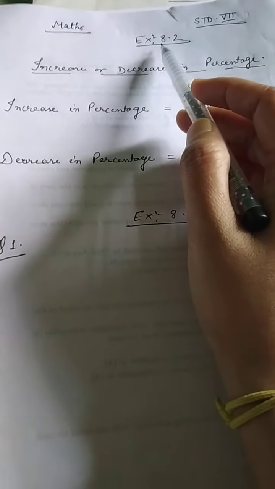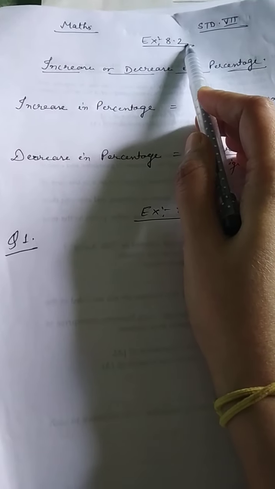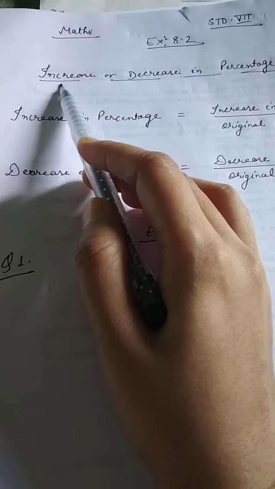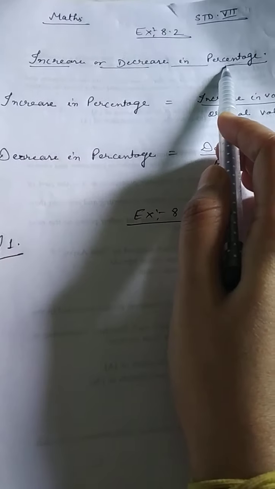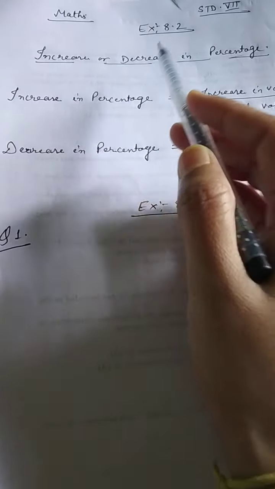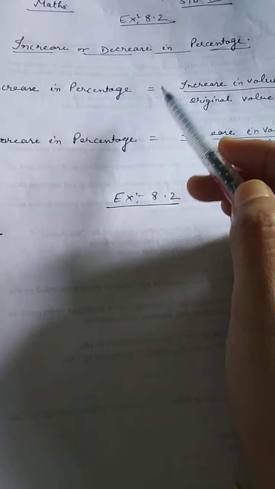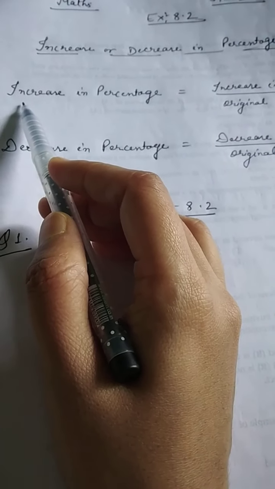Students, today we will start exercise 8.2 of the percentage chapter, and today's topic is increase or decrease in percentage. How can we find the increase or decrease in percentage? To find an increase or decrease of a quantity in percentage, we first find the increase or decrease in its value, then divide it by the original value, and then multiply it by 100 to get the required percentage. It means there is a formula for it.